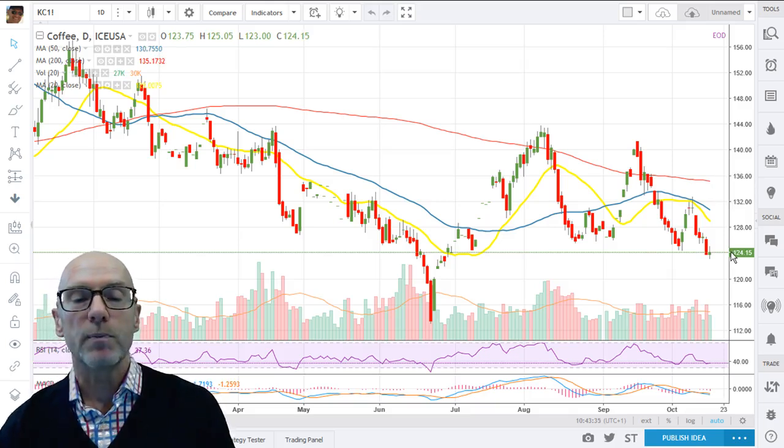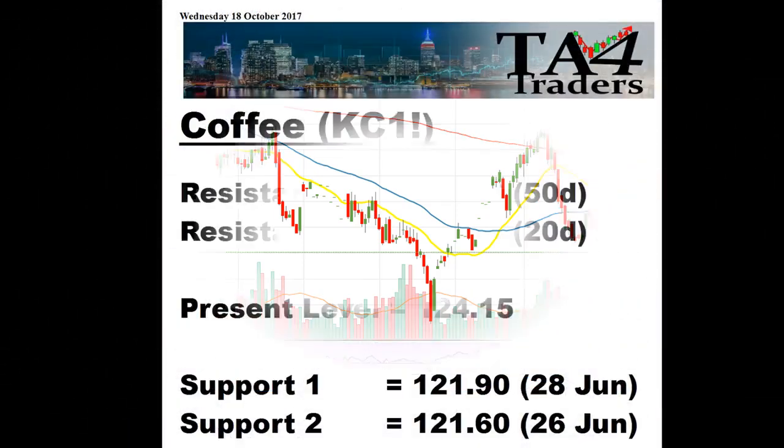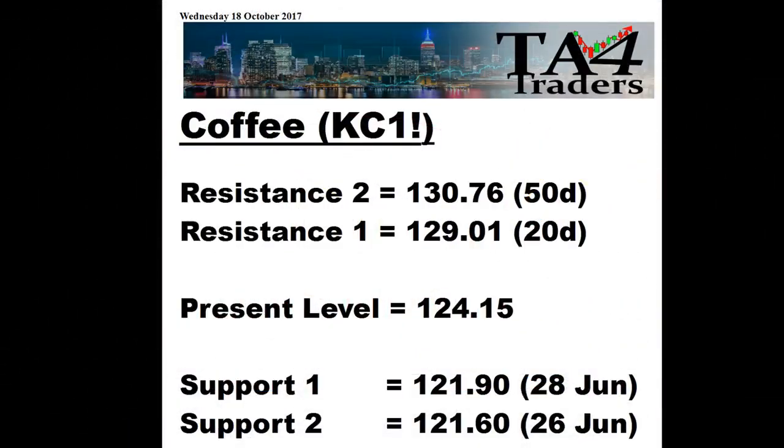Looking at the support and resistance levels, there's resistance at the 20 day, 129.01, and at 130.76, which is the 50 day, with supports at 121.9, 121.6 from the 28th, 26th of June. Below there, you're looking at 120. That's the lower boundary of the downtrend, and then you're looking at 116, which was the low.